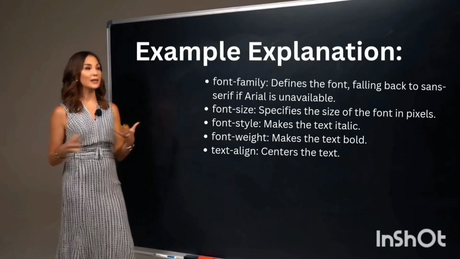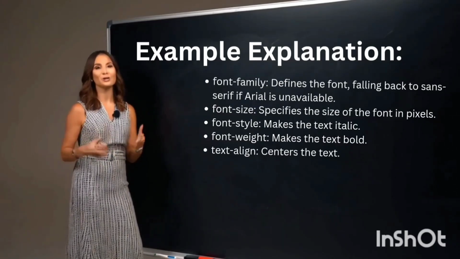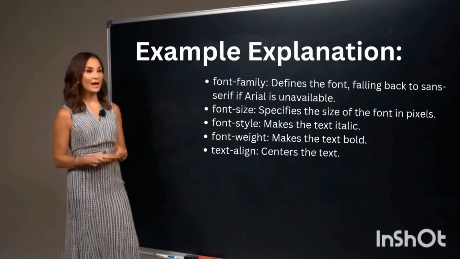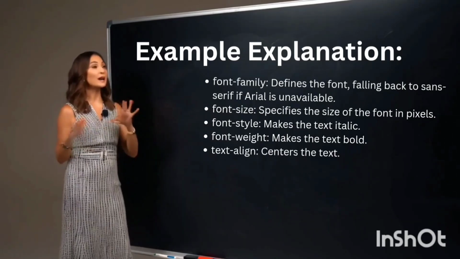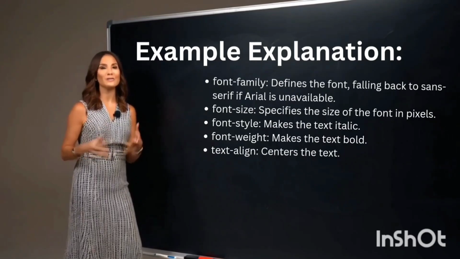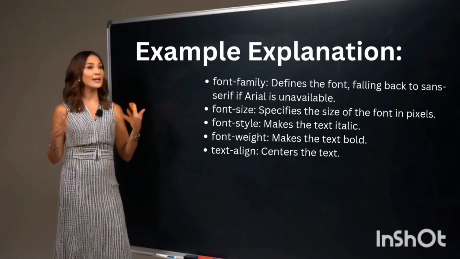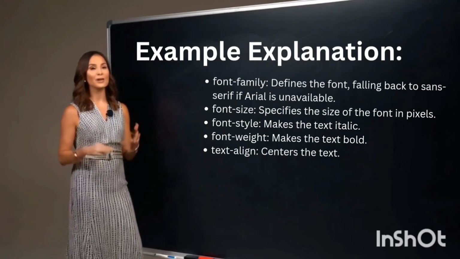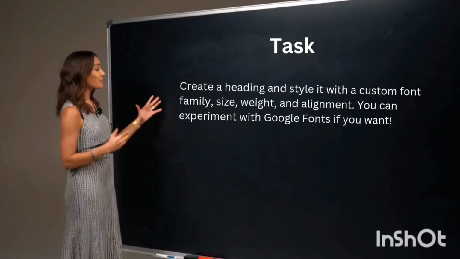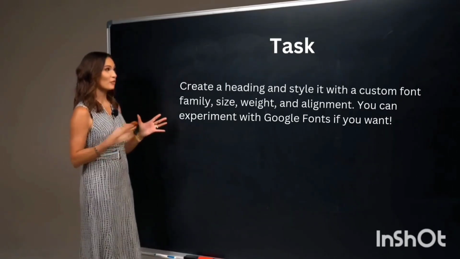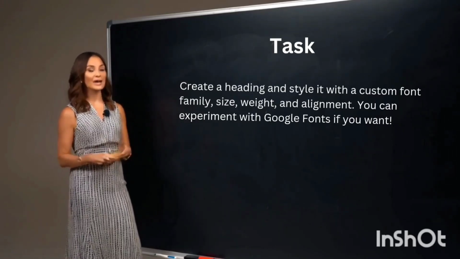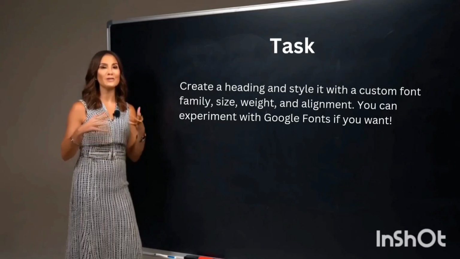Example explanation. Font family defines the font, falling back to sans-serif if Arial is unavailable. Font size specifies the size of the font in pixels. Font style makes the text italic. Font weight makes the text bold. Text align centers the text. Task: create a heading and style it with a custom font family, size, weight, and alignment. You can experiment with Google Fonts if you want.